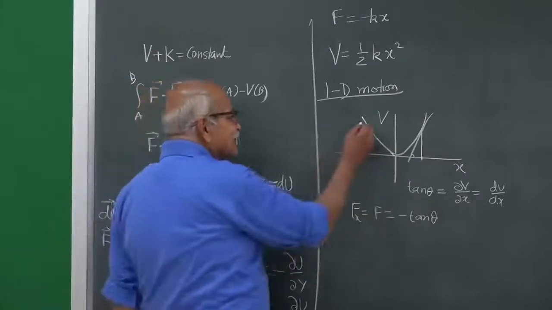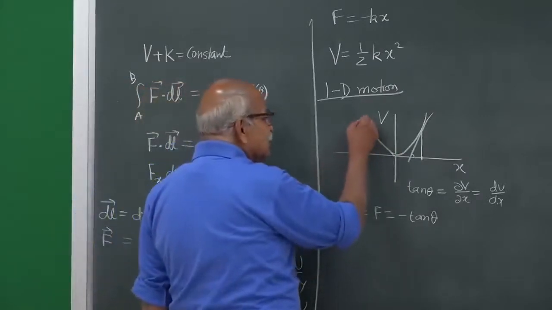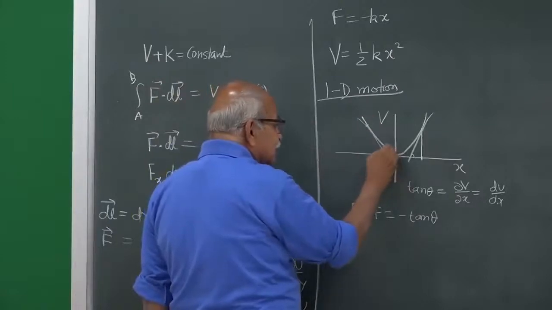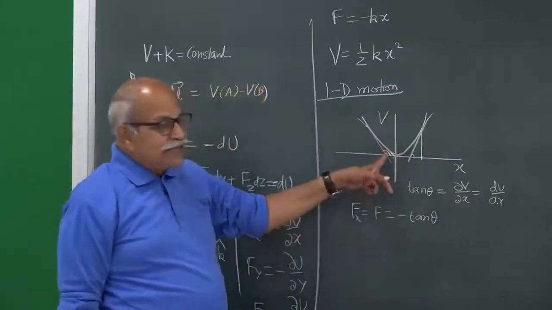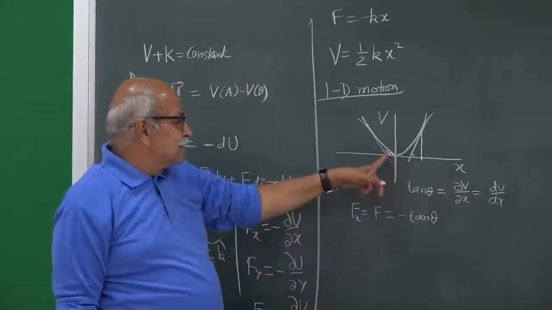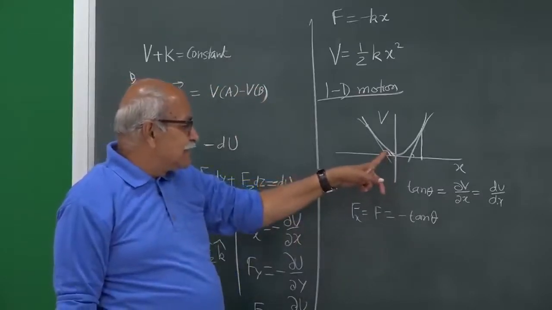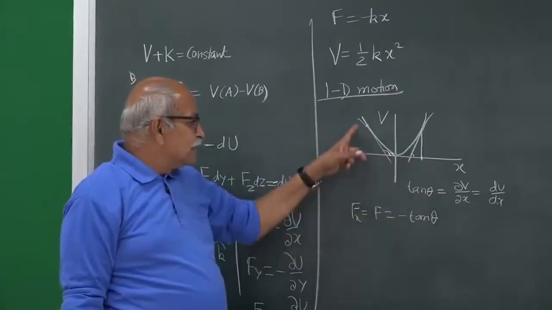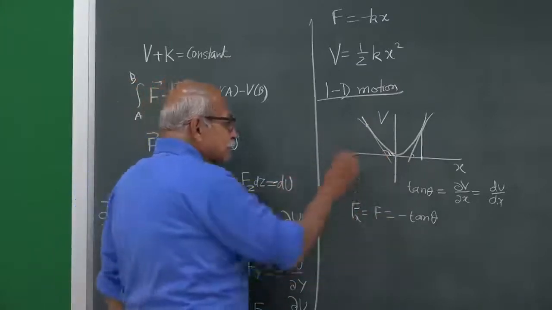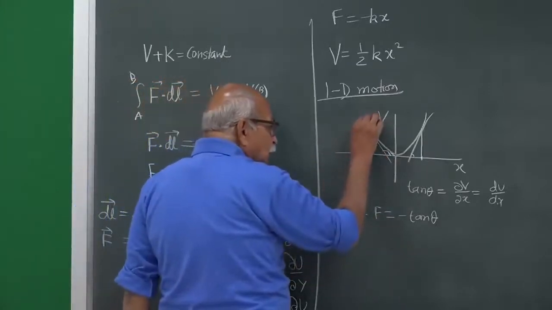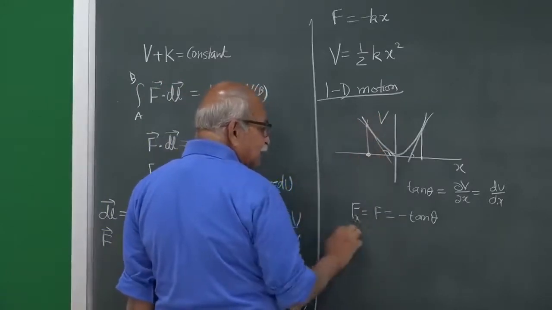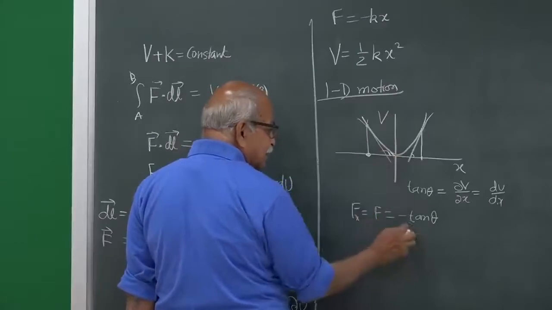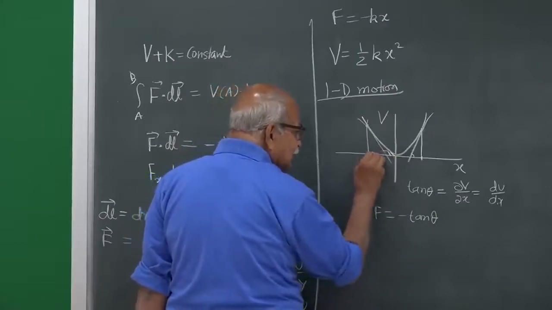Whereas, if the particle is here and if you draw the tangent, then the angle is more than 90 degrees, an obtuse angle, and the value of tan theta will be negative, and x is negative here. So, if the particle is somewhere here, then tan theta is negative, force is positive. So, force is in this direction.